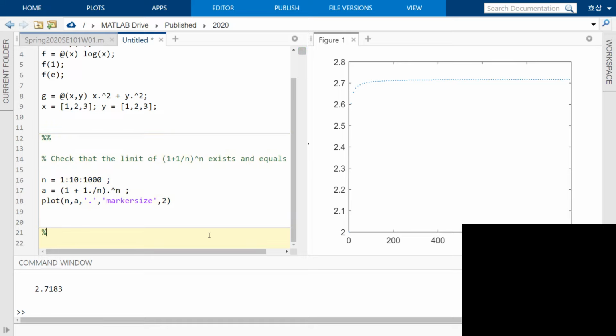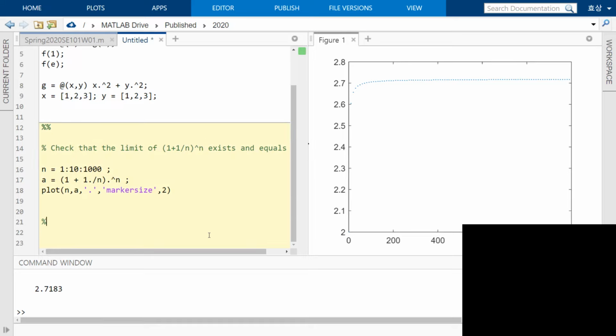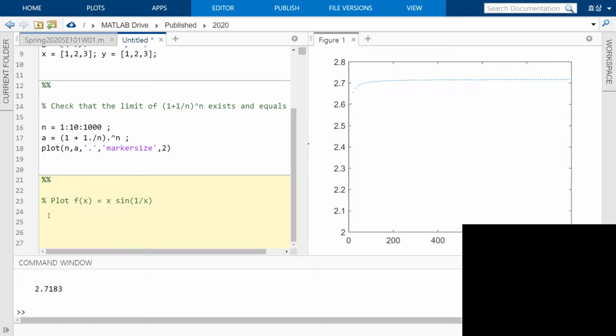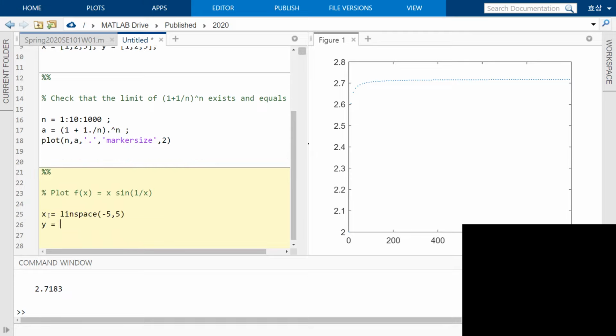Okay, and then let's plot some other graphs here. We have x times sine 1 over x. So this is a comment. So I'm not following the MATLAB syntax. So let's plot this function. Okay, so let's say we start from linspace from -5 to 5, and y as x times sine 1 over x.